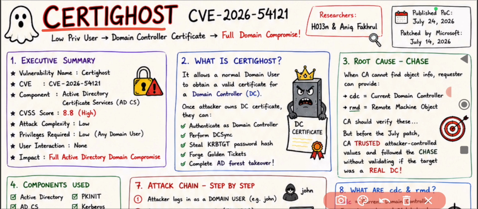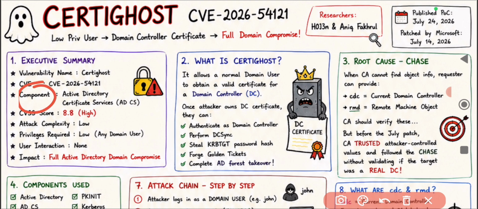So coming to CERT Ghost, which stands with the CVE ID of 2026-54121, where a low privilege user leads to a domain controller certificate and full domain compromise. This is the attack flow of CERT Ghost. So coming to the executive summary, which we need to discuss: the vulnerability is named CERT Ghost with the ID of 2026-54121.